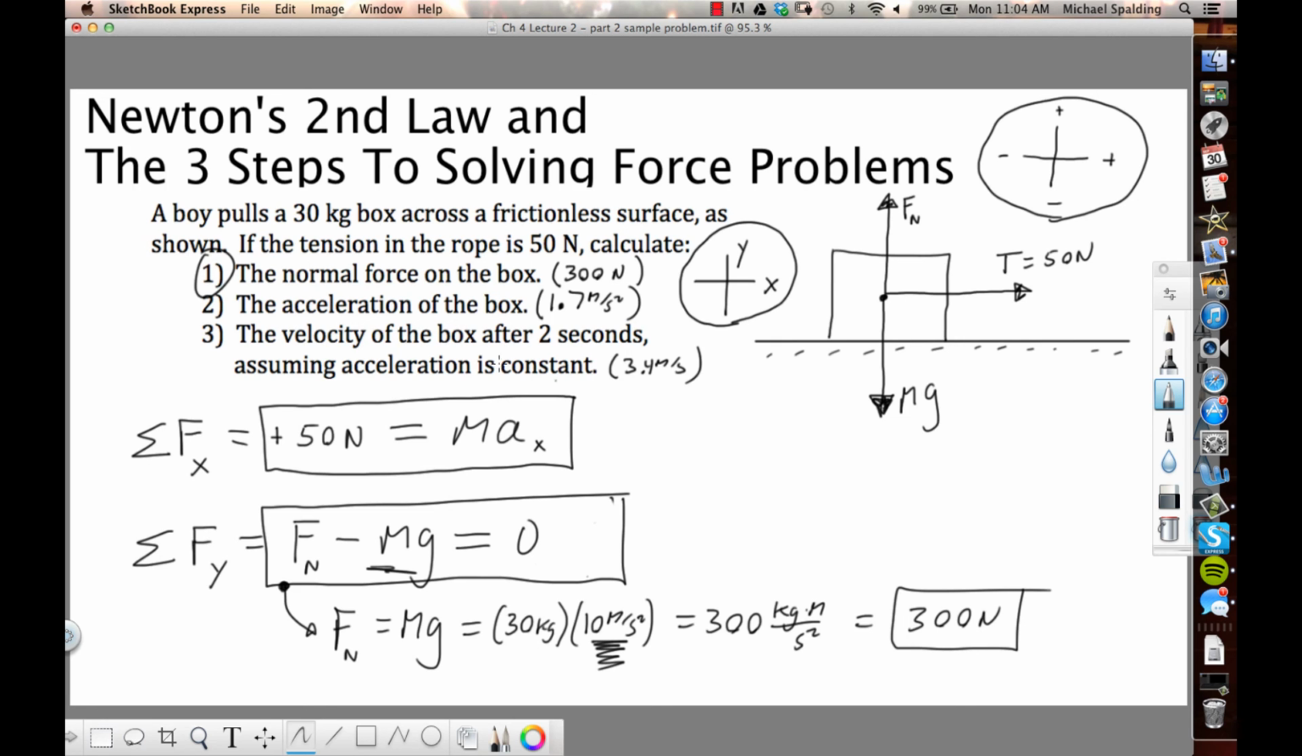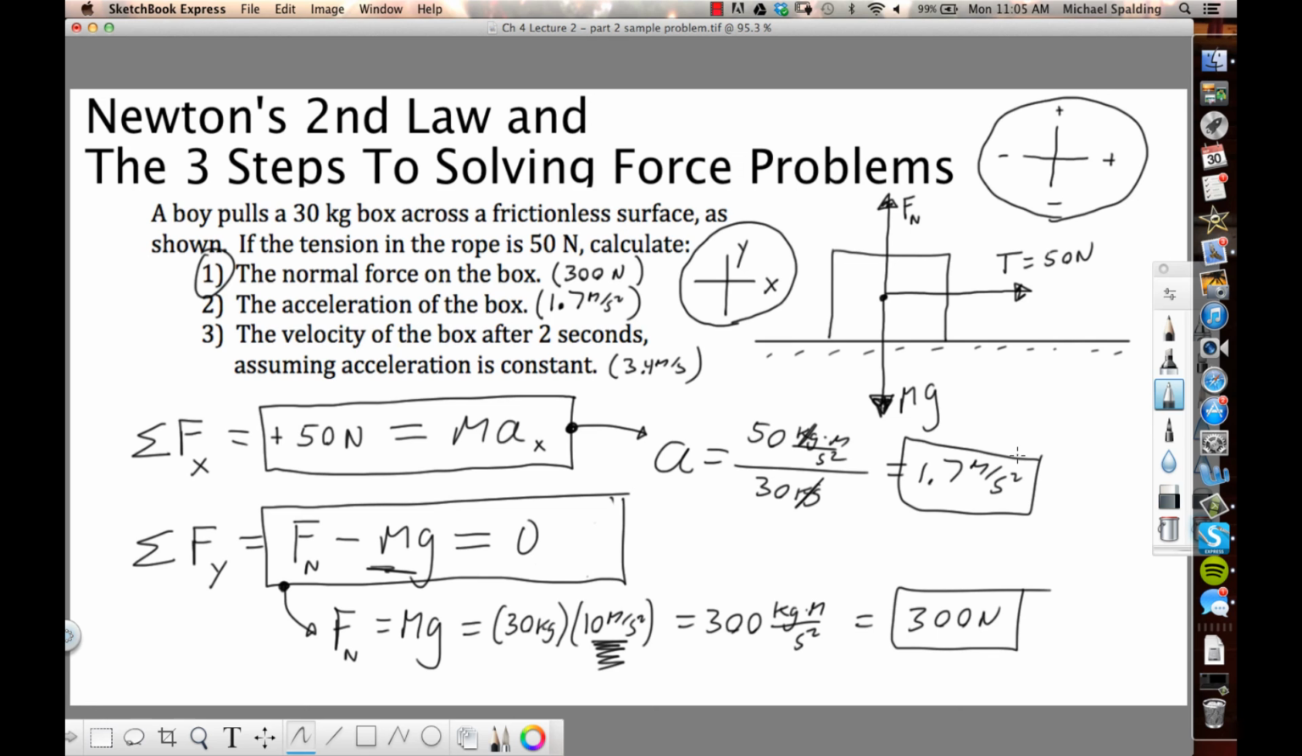Okay, question 2: the acceleration of the box. The acceleration is in the x direction, so take the x equation and solve it for a. So a is going to be 50 newtons, and remember, what's a newton? Kilogram meter over second squared, divided by the mass, which is 30 kilograms. Then the kilograms cancel, and you get 1.7 meter per second squared.